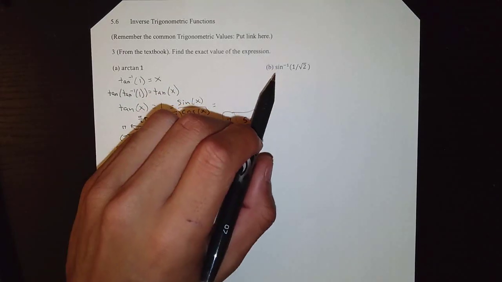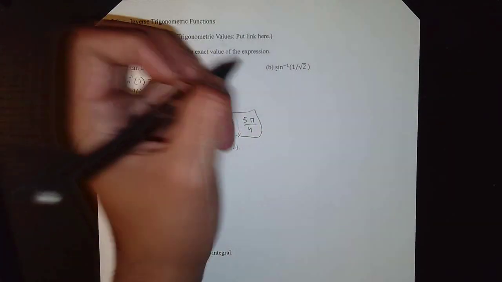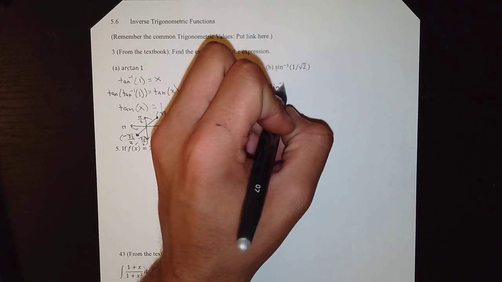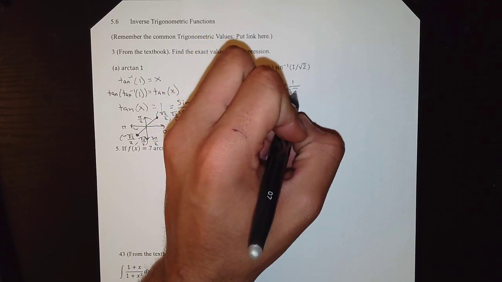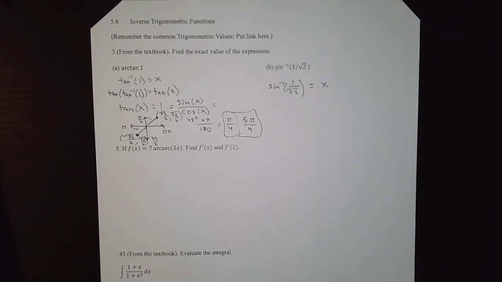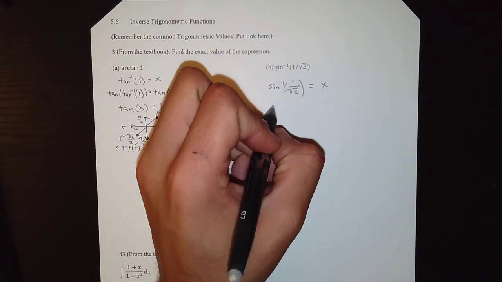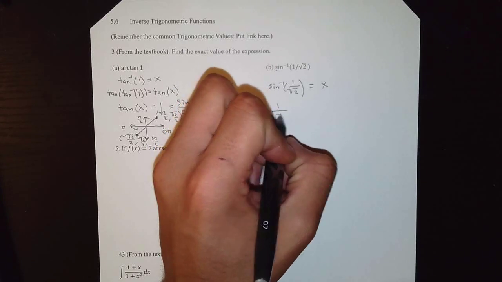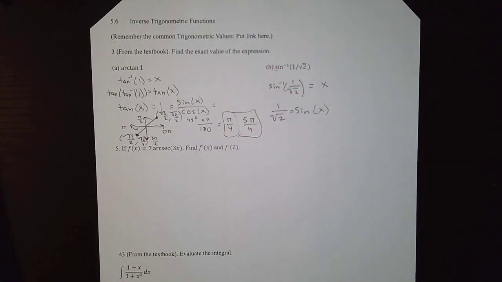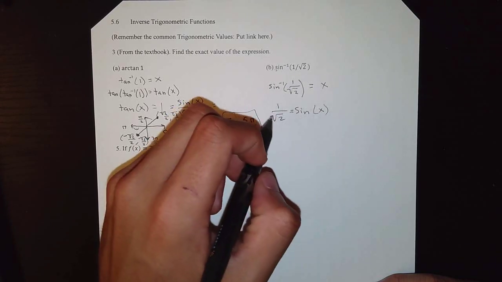For part B, it says arcsine of 1 divided by the square root of 2. Well, we can also set this up as sine to the negative 1 of 1 divided by the square root of 2, and set this equal to x. Now to solve for x again, let's take the sine function of both sides, and so we have 1 over the square root of 2 is equal to sine of x. And now we have to figure out for what value of x does this become true.